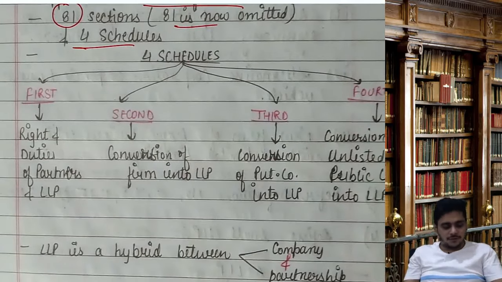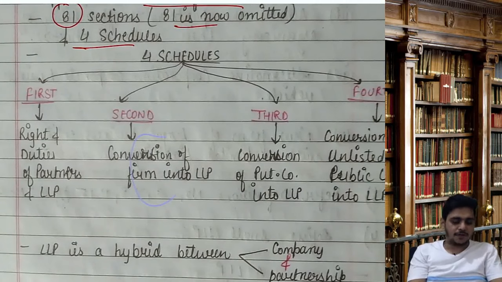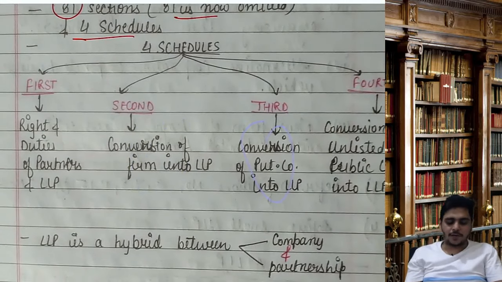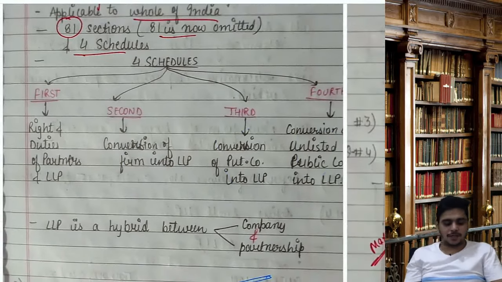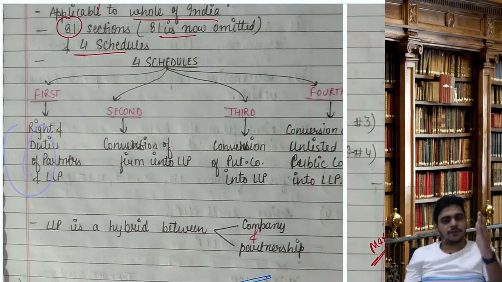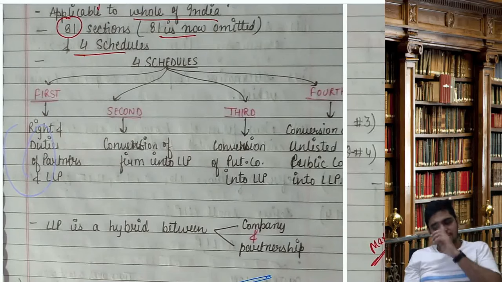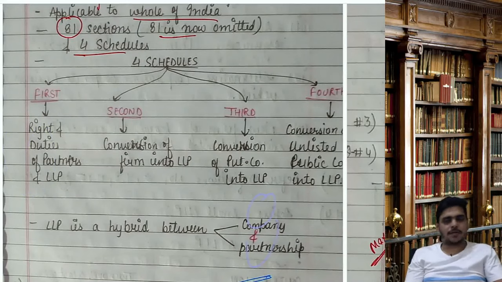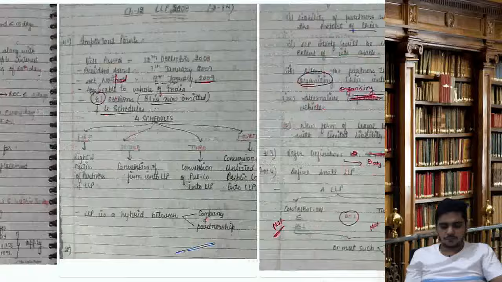First, second, third, fourth. The first talks about rights and duties of partners, conversion of firm into LLP, conversion of private company into LLP, and unlisted public company into LLP. That is, partnership firm into LLP, then private company into LLP, public company into LLP. LLP is a hybrid between the company and partnership, the basics of your foundation.